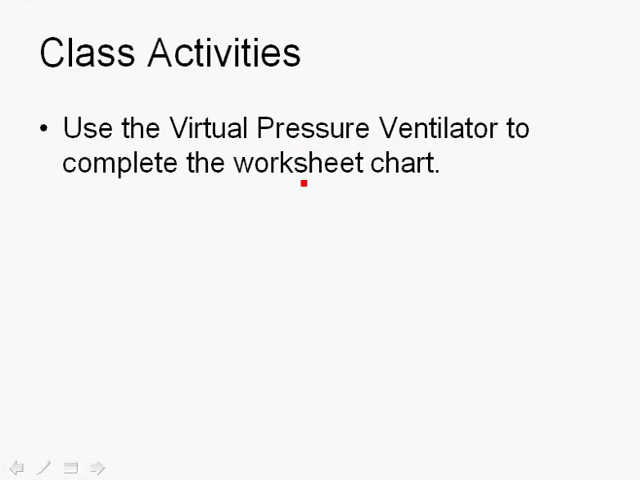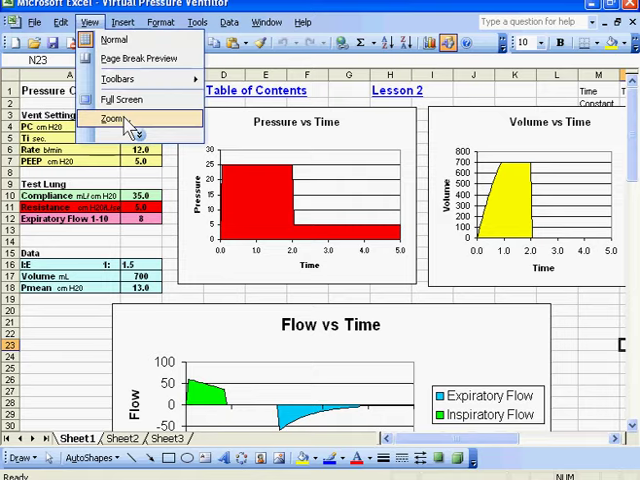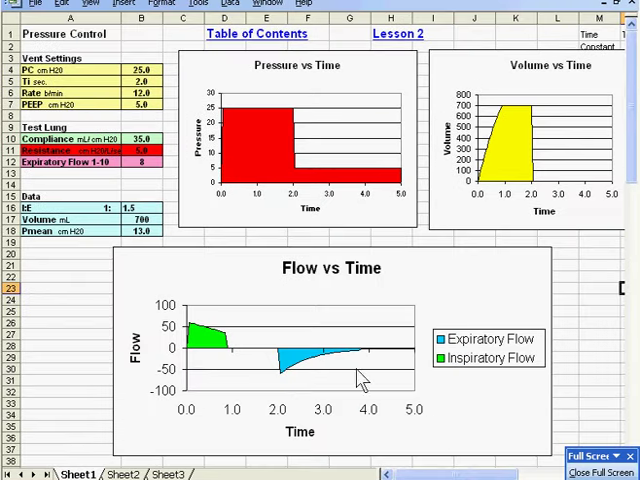Okay, so hopefully we've demonstrated a little bit about how the model works. And what I need you to do is to interact with this model a little bit. So once again, you've seen these models of the virtual ventilator. I'm just going to go into full screen view so you can see it all.